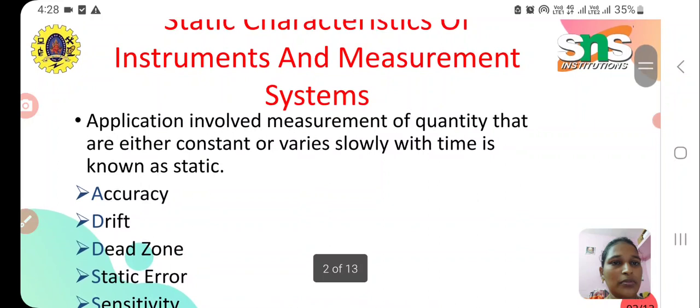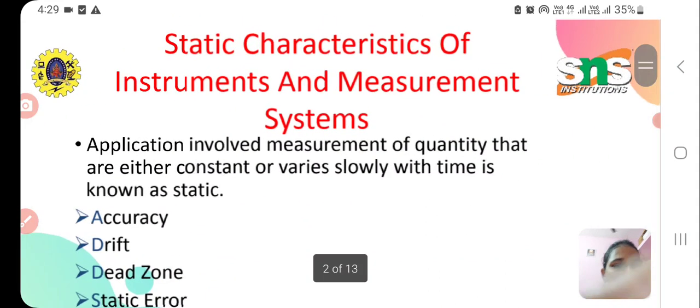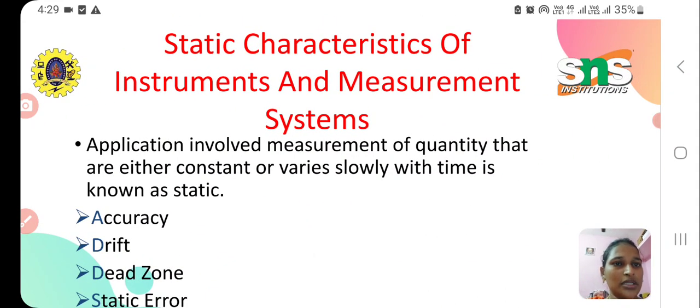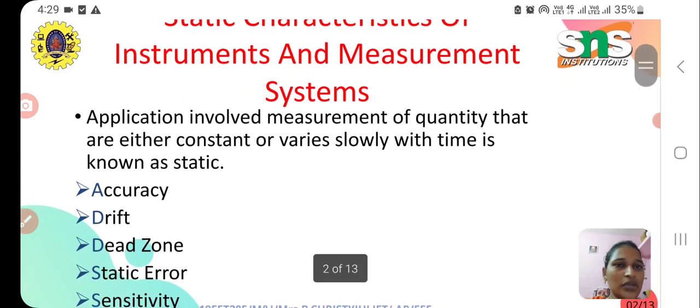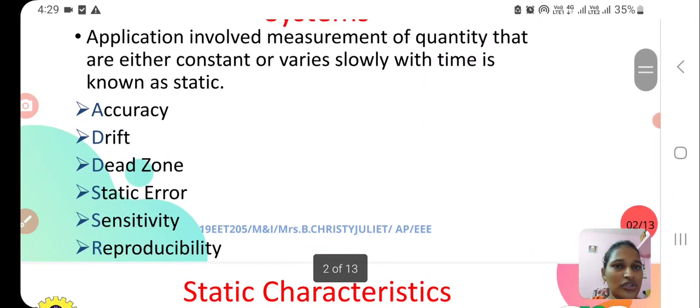So as the name implies, what is meant by static? Static means at rest conditions. First, any measuring instrument will have static characteristics as well as dynamic characteristics. Now we will see what the static characteristics of a measuring instrument are.